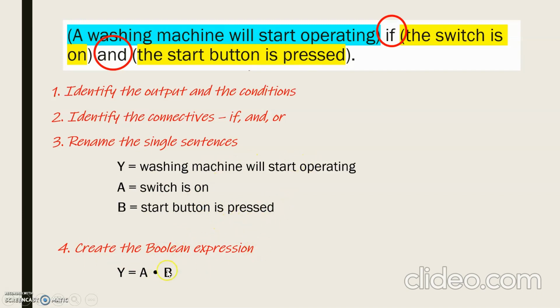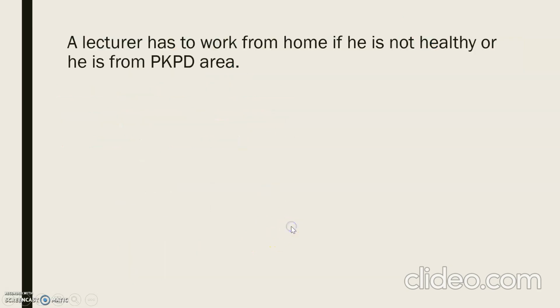So from this Boolean expression that we derive, you might be asked to draw a circuit, or you might be asked to draw a truth table. We have learned to do that. Now you can do whatever is asked after you derive the Boolean expressions. Alright, that's for the first example. Let's look at another one.